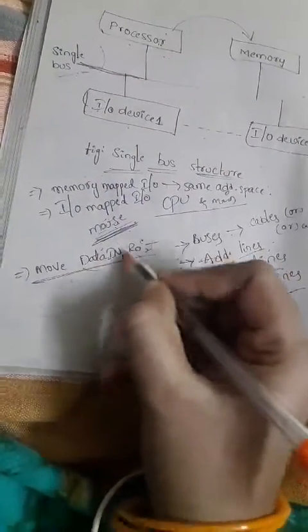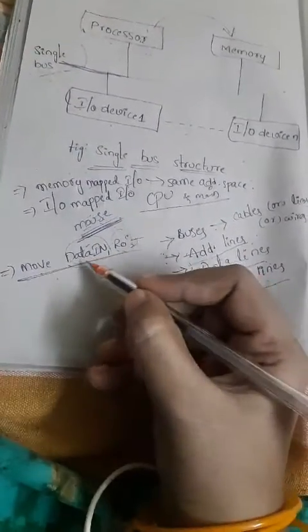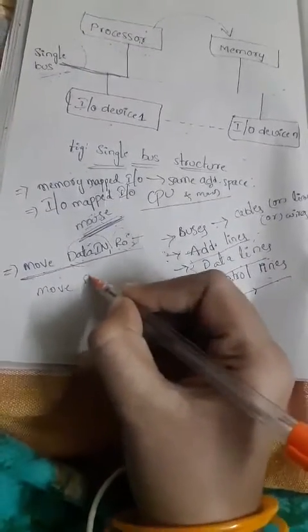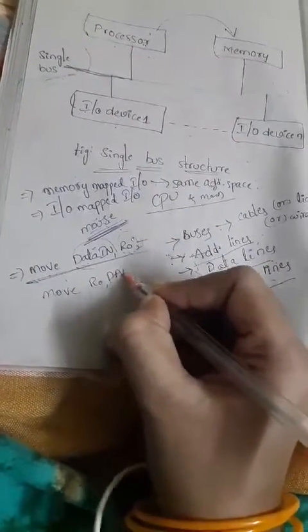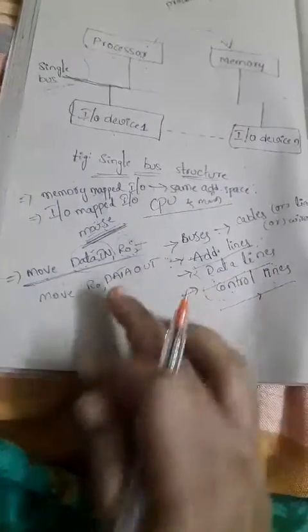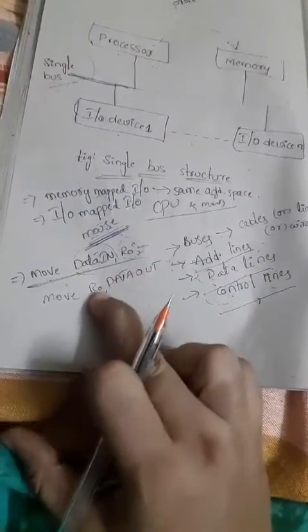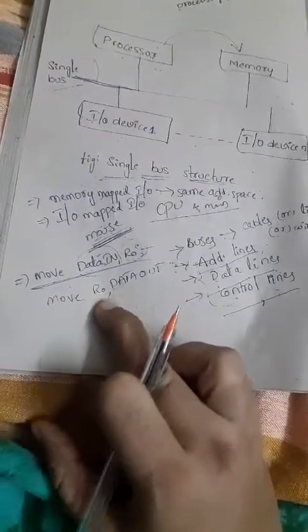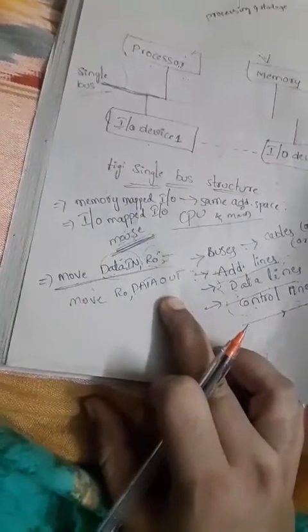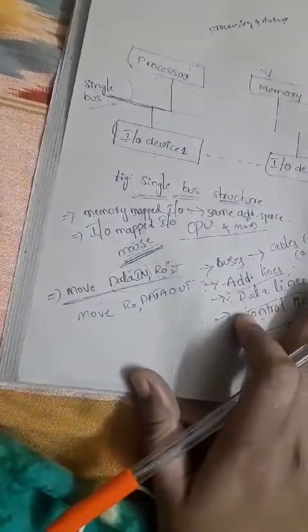Right, here we can assume this is one register and this is one register. So then move the data content from the data input to R0. Suppose the instruction may be like this: move R0, data out. So what happens here? Move the contents of the register R0 to the data out. Right, so like that we can explain the instructions related to memory mapped IO and IO mapped IO. Okay, so now we'll go for the next concept.